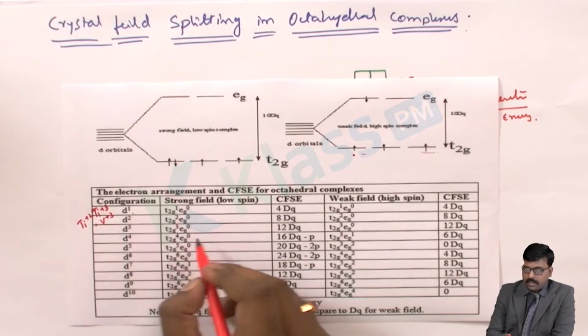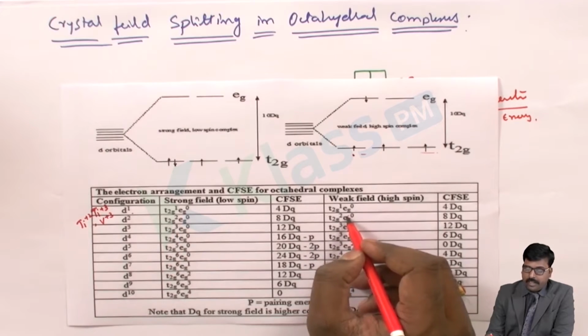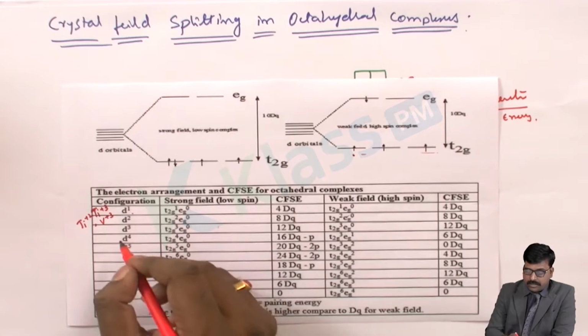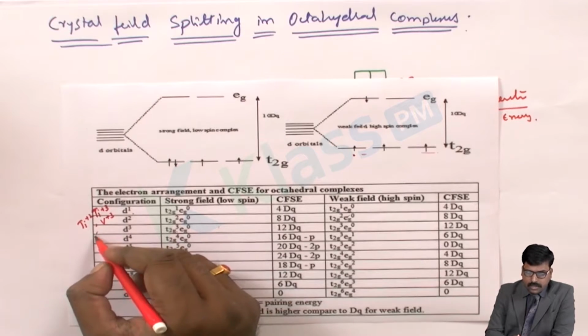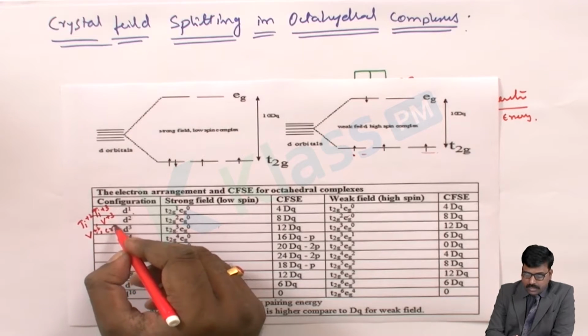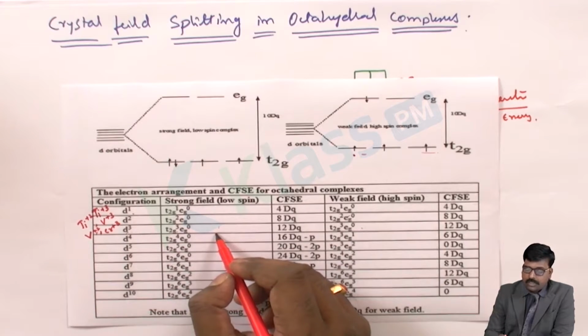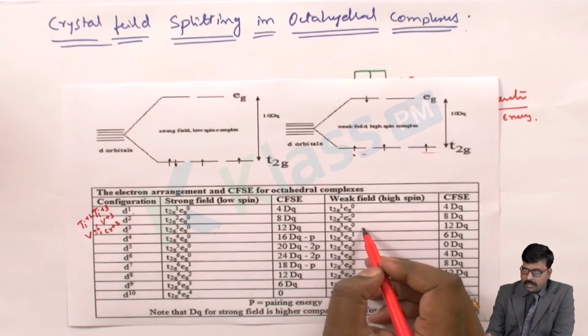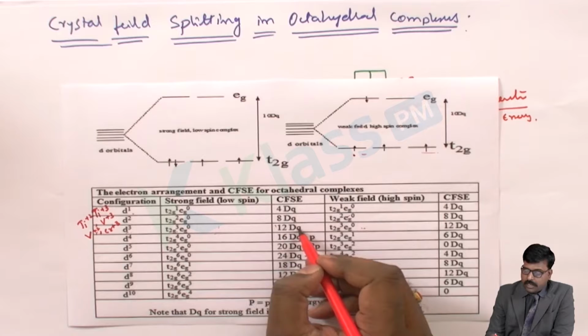When these two are there, then the splitting will be done almost the same for the weak field and strong field ligands. And D3 is also the same, and the examples here are vanadium plus 2 and chromium plus 3. These ions will split in the same way even for the strong field ligands and the weak field ligands.